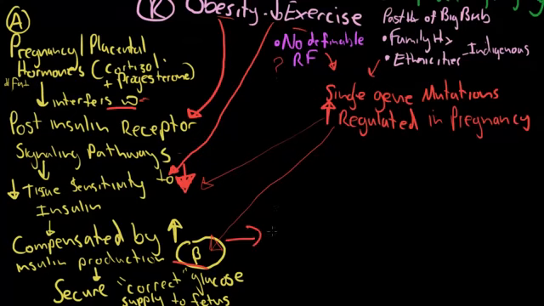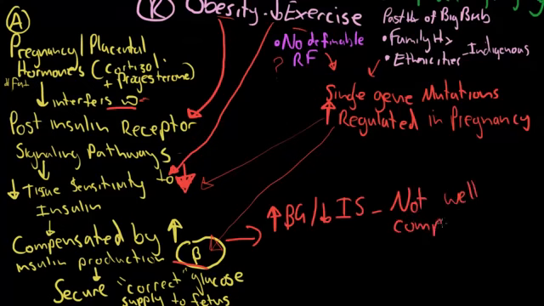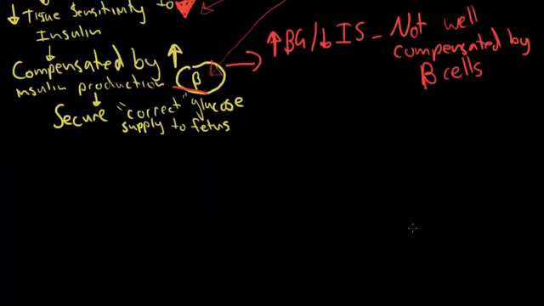So, I'll just write: high blood glucose, low insulin sensitivity, not well compensated by beta cells. So there are beta cells in the pancreas. Not well compensated by beta cells. And that leads us to the start of our pathophysiology.